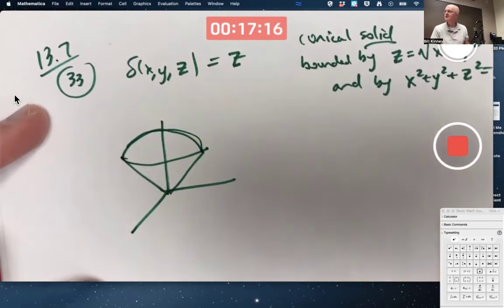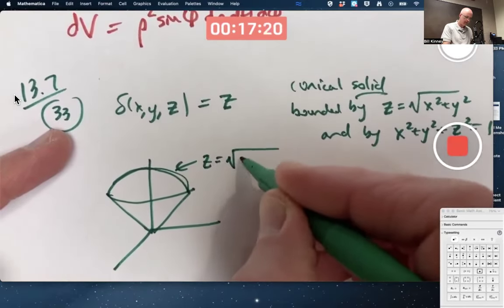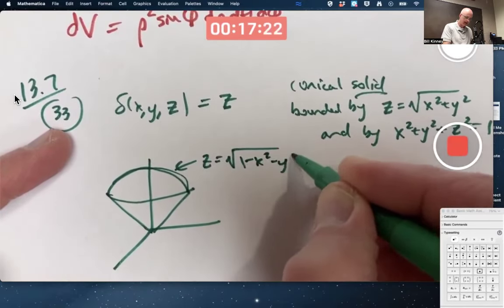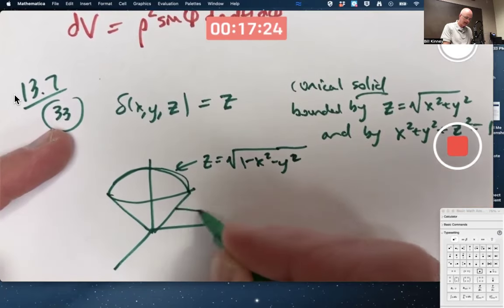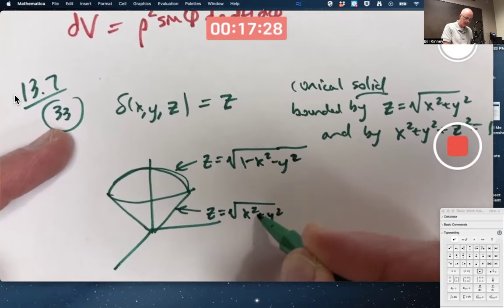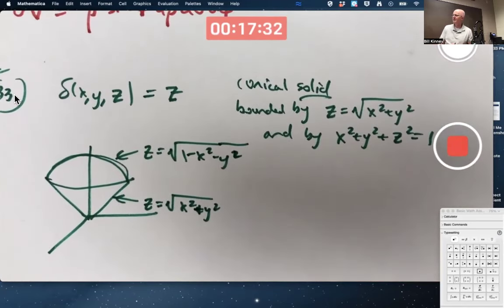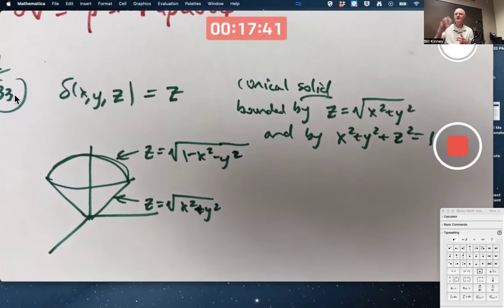Between two surfaces: z equals square root of 1 minus x squared minus y squared on top, and z equals square root of x squared plus y squared on the bottom. That would be difficult for you to do on an exam based on just all these words. Probably I would need to draw this picture for you, probably not by hand, probably have Mathematica do something like I just did and paste that in the exam.